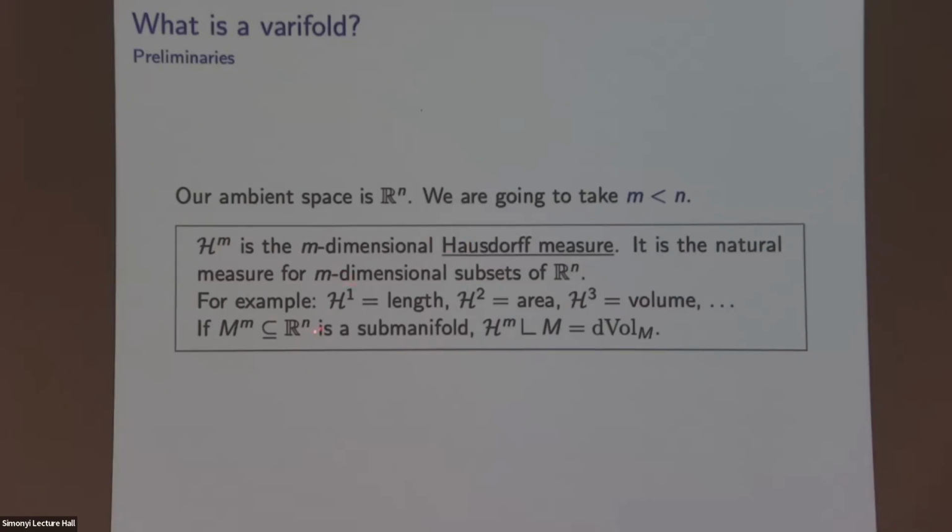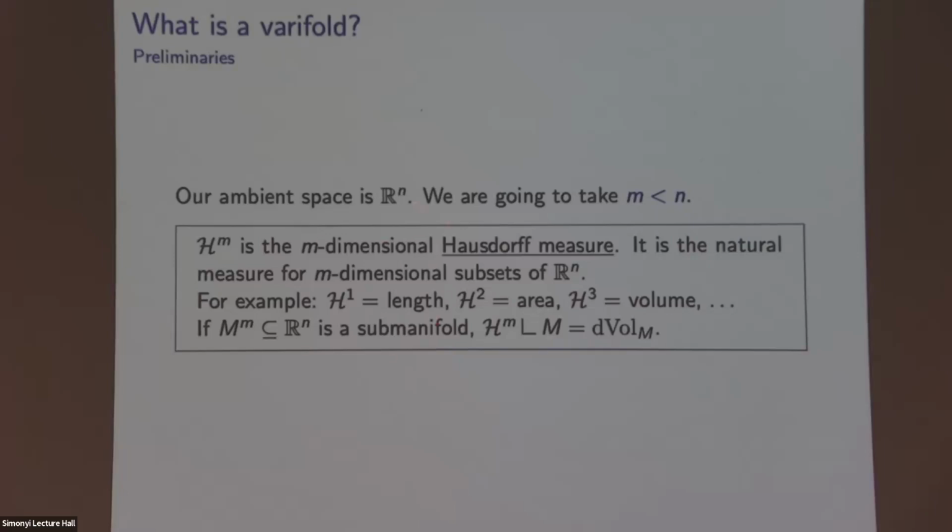If, for example, you take, H1 is the length of a curve, H2 is the surface area, H3 is the volume, and so on and so forth. But most important and more general, if you have a submanifold of the Euclidean space, then the Hausdorff measure on that submanifold is equal to the volume measure, something that is maybe more familiar. And actually, this is the only case in which I'm going to use this measure. So I think it should explain what I'm going to use in what follows.